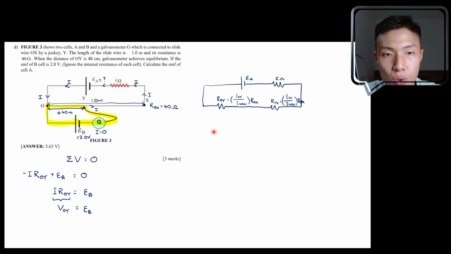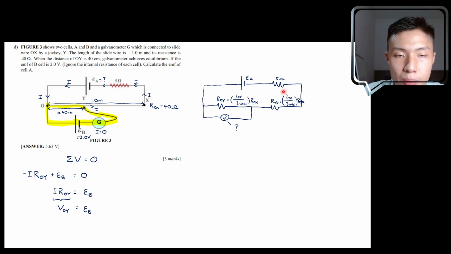So I'm not going to draw it over here. If we ignore the bottom part and look at this upper part only, we can see that it's actually just a series circuit with 3 resistors, ROY, RYX, and R5 ohm over here. So if you want to find the potential difference across this slide wire from O to Y, what you're actually doing is finding the potential difference from here to here. This is what you are finding over here.